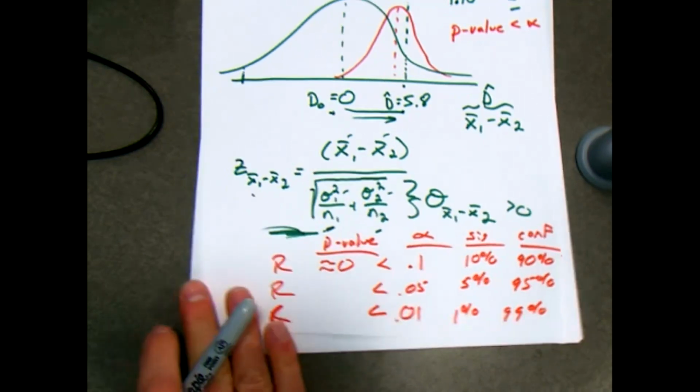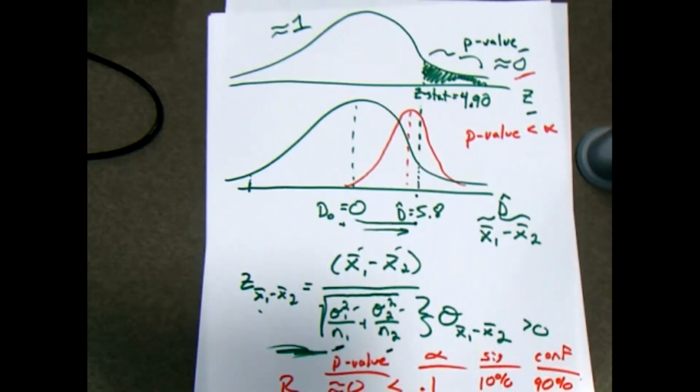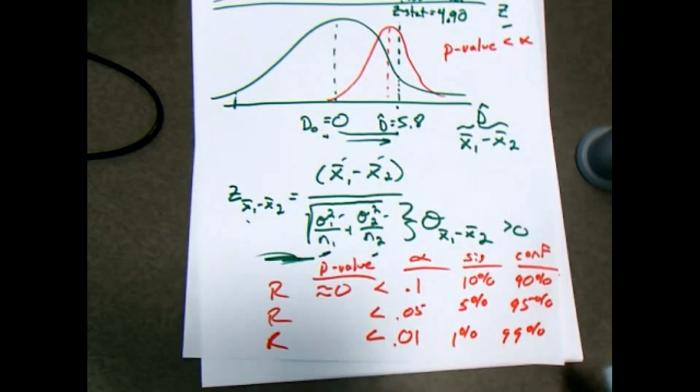Any questions over anything there? Remember, we found that the p-value was the area to the right for a right-tailed test. We could then make our rejection decisions.